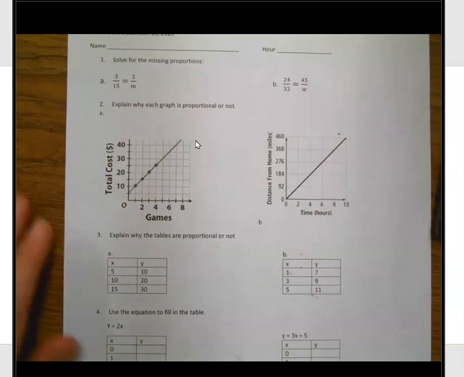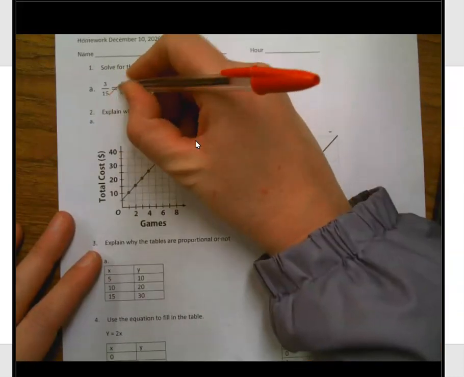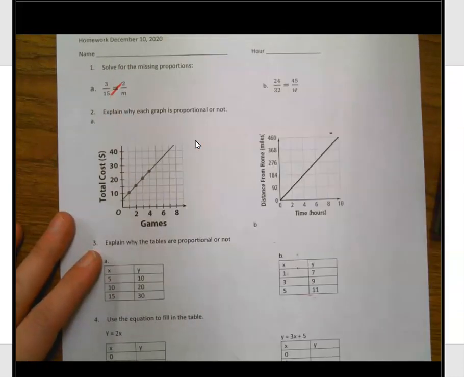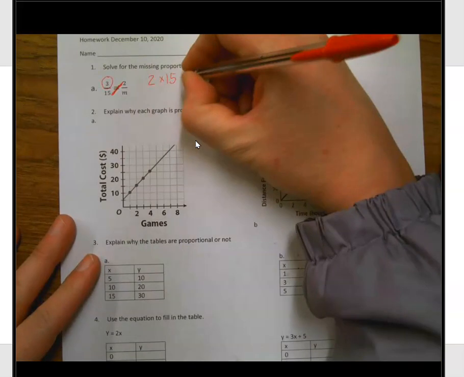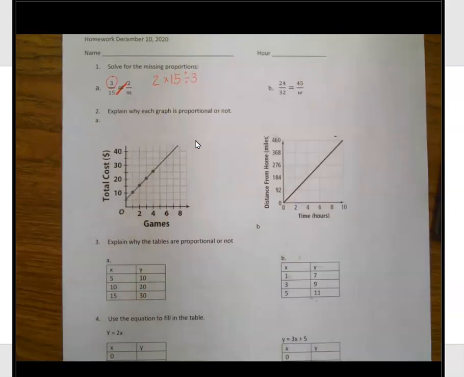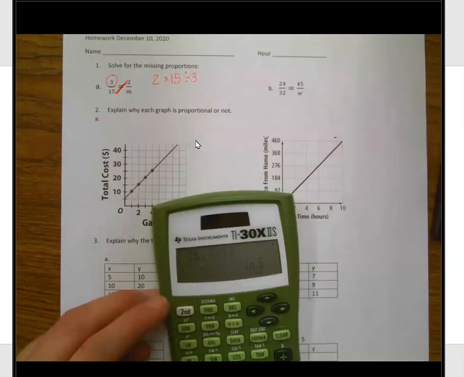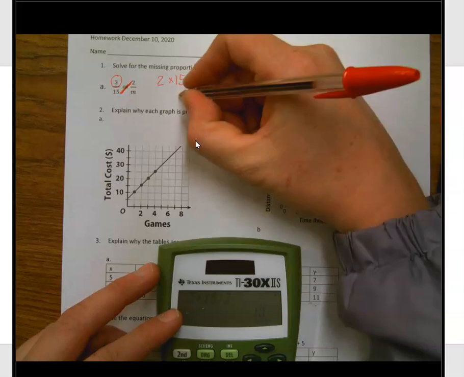So the first one is number 1, A. You're going to take the two numbers that are diagonal from each other and multiply them: 2 times 15, and then you divide by whatever other number there is. So this would be 2 times 15 divided by 3. And that is the work. What I'm typing in my calculator, I write on my paper, making sure I show my work for my teacher, even if I do it in my calculator. And 2 times 15 divided by 3 is 10.